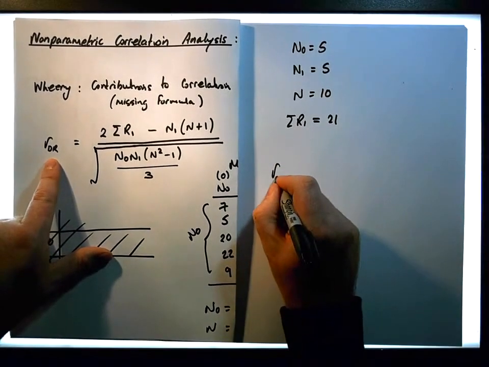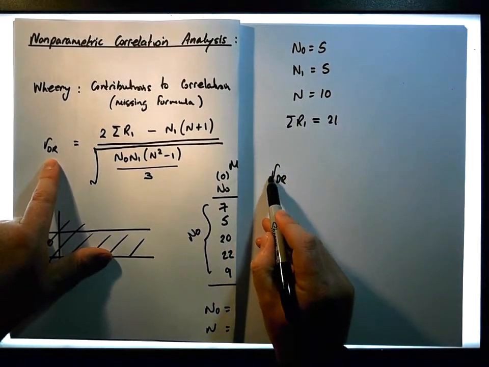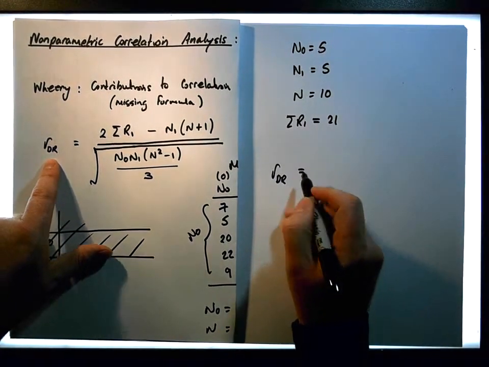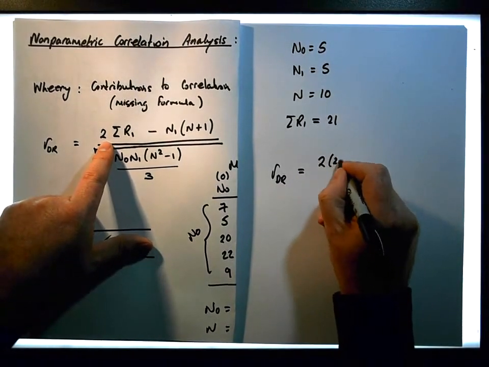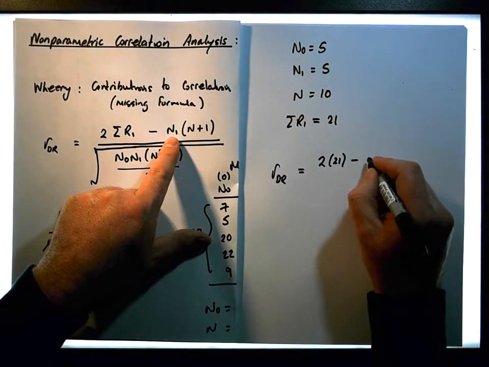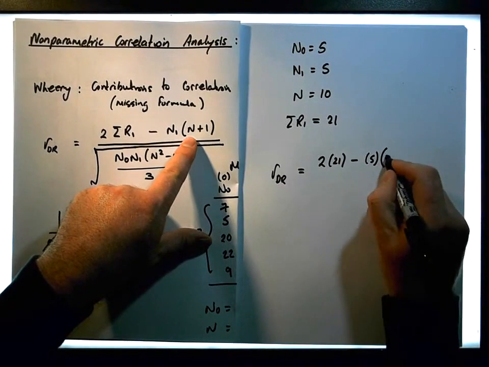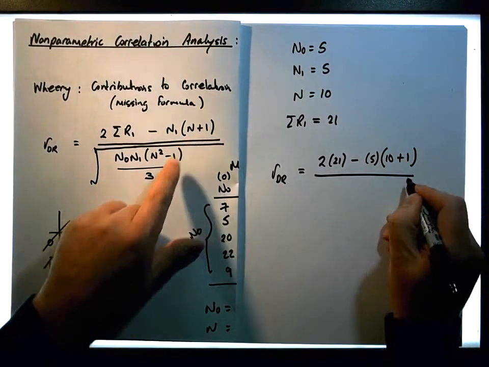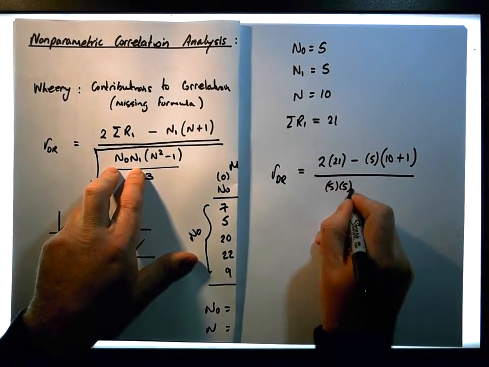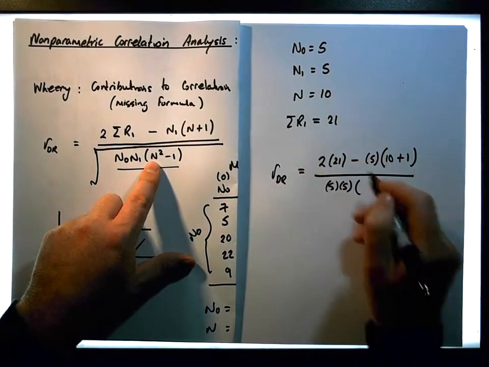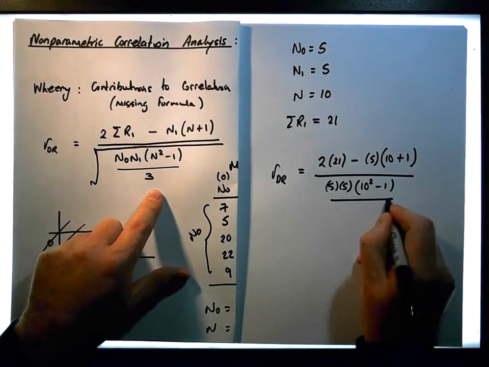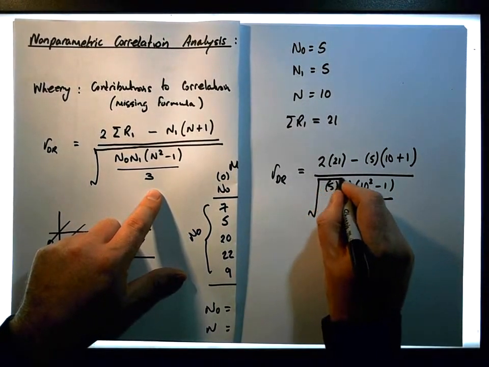So now we have that r, the correlation of a nominal variable dichotomy with a ranked variable, is equal to 2 times R1, so 2 times 21, minus n1, the size of the sample associated with the dichotomy label 1, which is 5, times n plus 1, which is 10 plus 1, divided by the product of the two sample sizes, so 5 times 5 times n squared, which is 10 squared, minus 1, divided by 3, and it's the square root of that value.